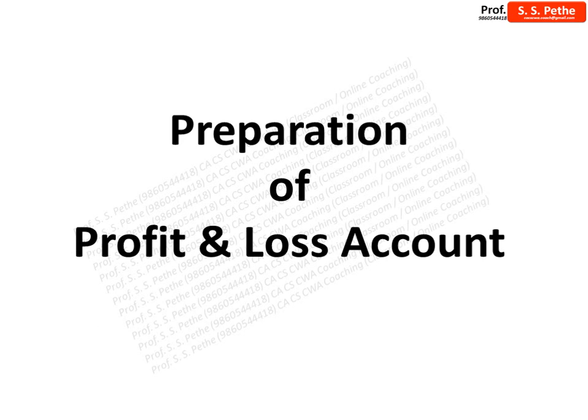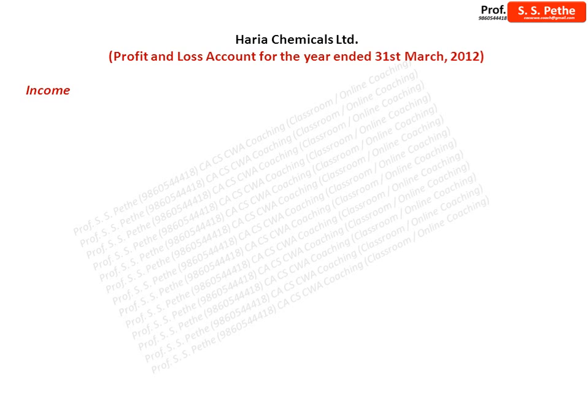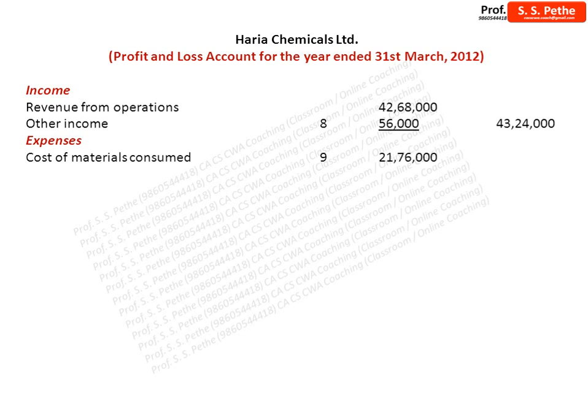Preparation of profit and loss account. Now finally we will prepare the profit and loss account. Hira Chemicals Limited, profit and loss account for the year ended 31st March 2010. Income, revenue from operations, other income 56,000. We have already prepared a note of other income. You can see that, note number 8.